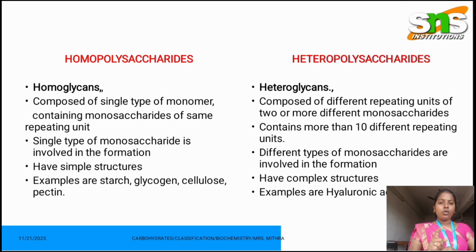Homopolysaccharides are composed of a single type of monomer, whereas heteropolysaccharides are composed of different types of monomers. And as I said before, a homopolysaccharide has the same repeating units of sugar molecule, and a heteropolysaccharide has different repeating units. A single type of monosaccharide is involved in one, and different types of monosaccharides in the other, and this one has a simple structure and this one has a complex structure. The examples we already saw are starch, cellulose, glycogen and pectin, and these examples are hyaluronic acid and chondroitin.